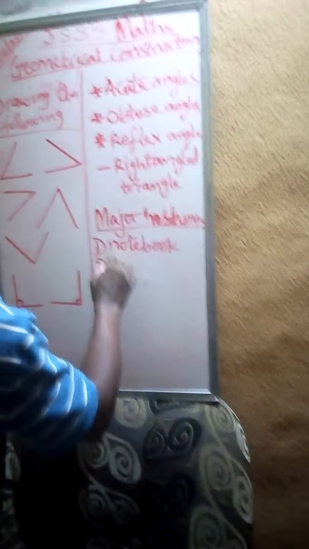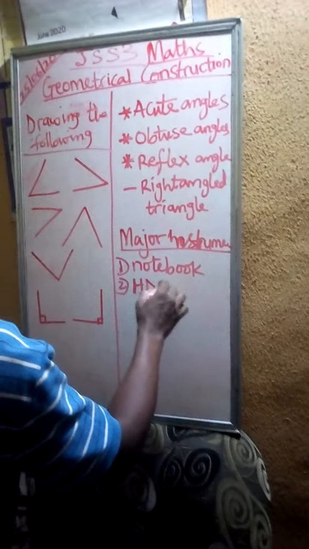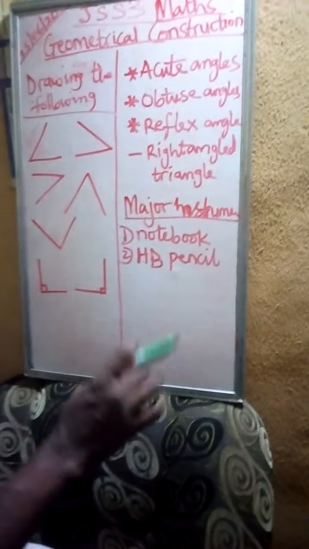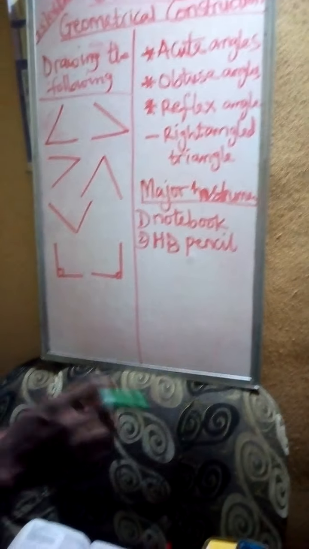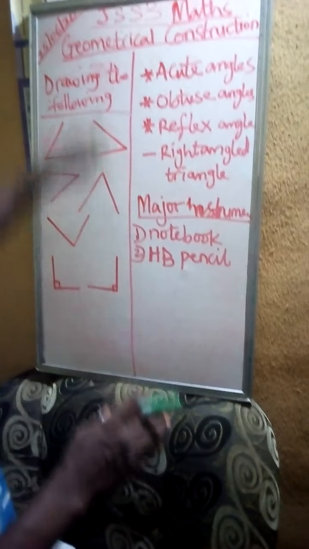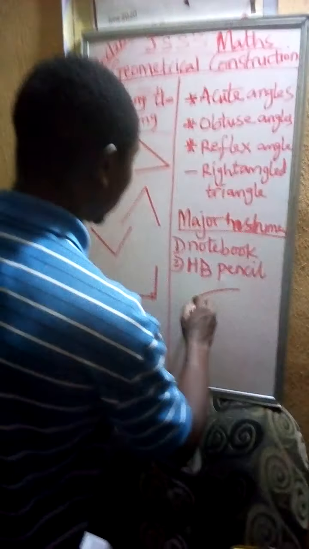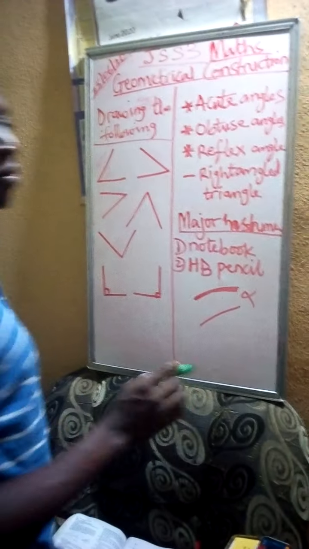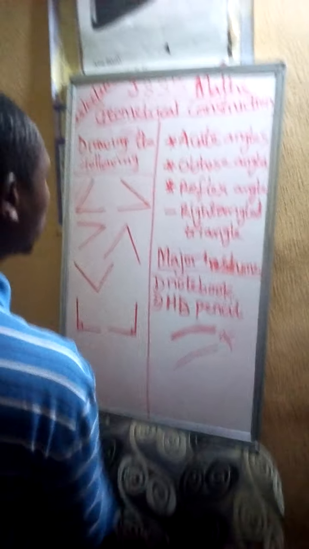You have your HB pencil. It is not expected of you to use 2B. 2B is thicker than HB. HB is lighter. For you to get an accurate answer in construction, your line must be thin. It mustn't be thick like this. Something like this is wrong. If you want to draw, it must be once and very thin. So for you to get it right, you have to use your HB pencil.